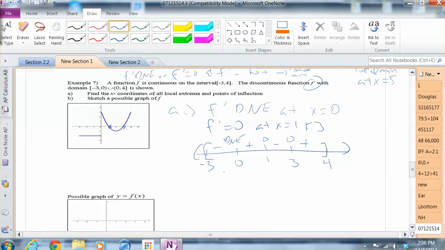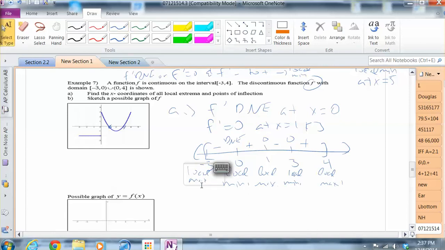So this is going to be a local min. This is going to be a local max. Back to being a local min. And as the derivative is increasing towards 4, that's going to be a local max for right endpoints. And derivative is decreasing from -3, that's also going to be a local max. Okay, so we have max, min, max, min, max. So now we found the x-coordinates of all local extrema.